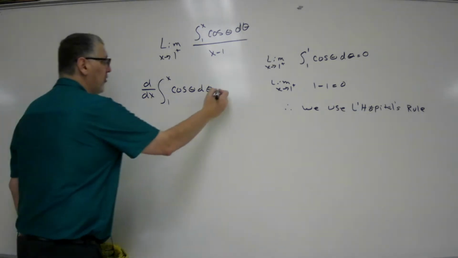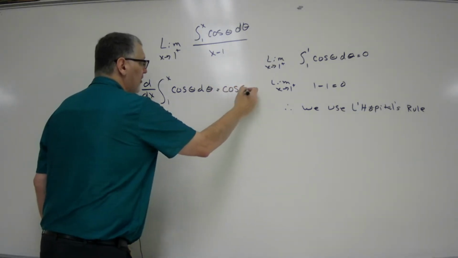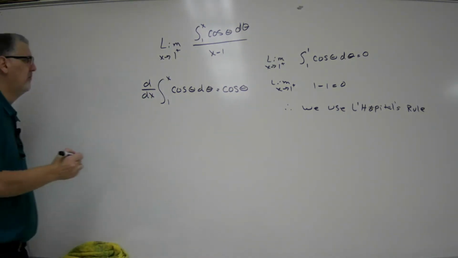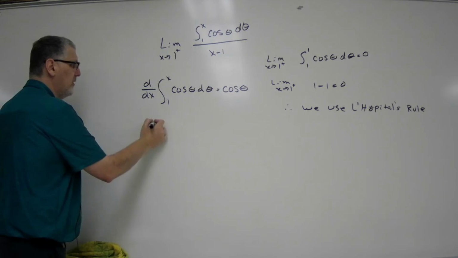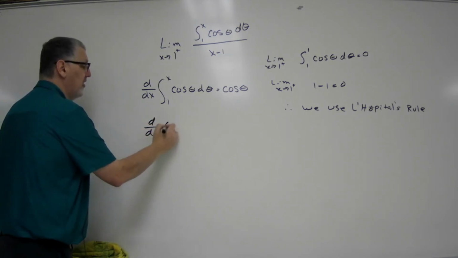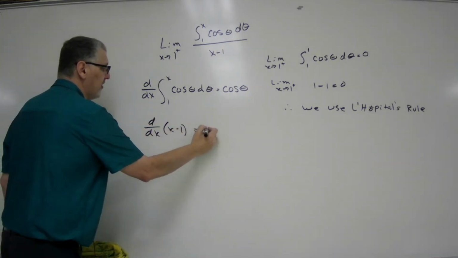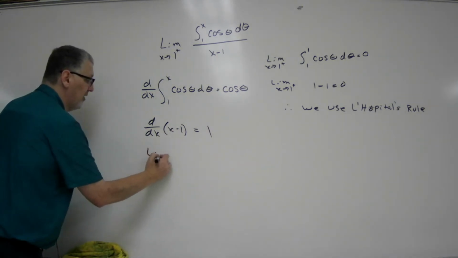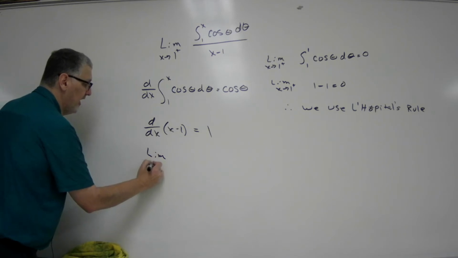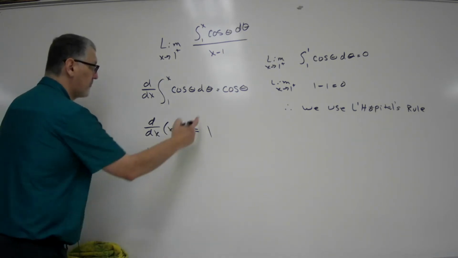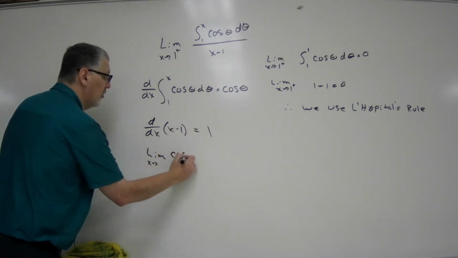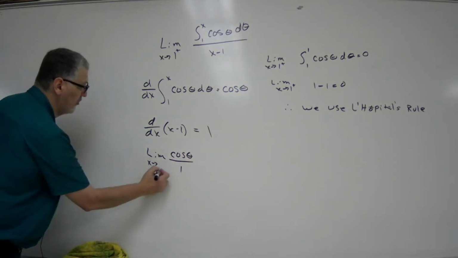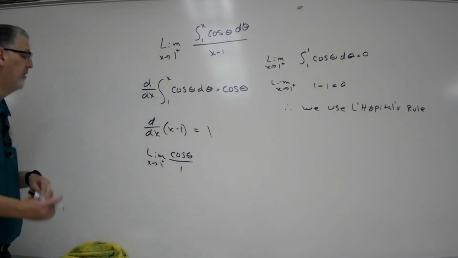So this just equals cosine theta. And then what's the derivative of the bottom? For your d dx of x minus 1, it just equals 1. So now I'm really asking you, what is the limit as x approaches 1 from the right of cosine theta over 1?